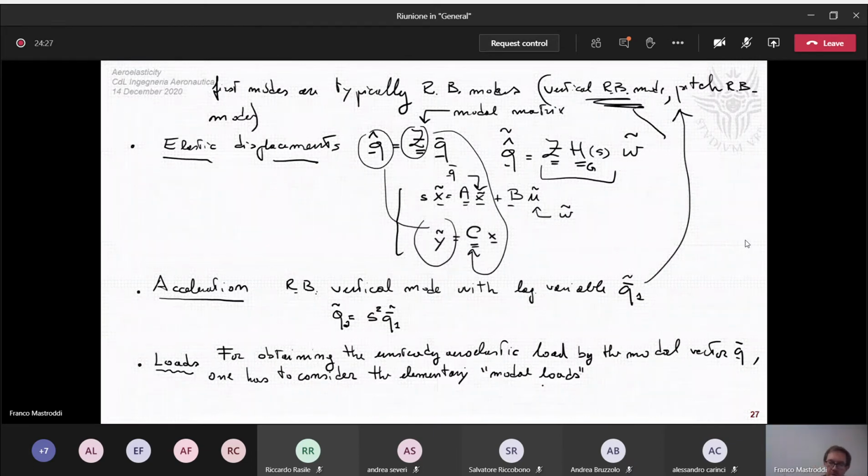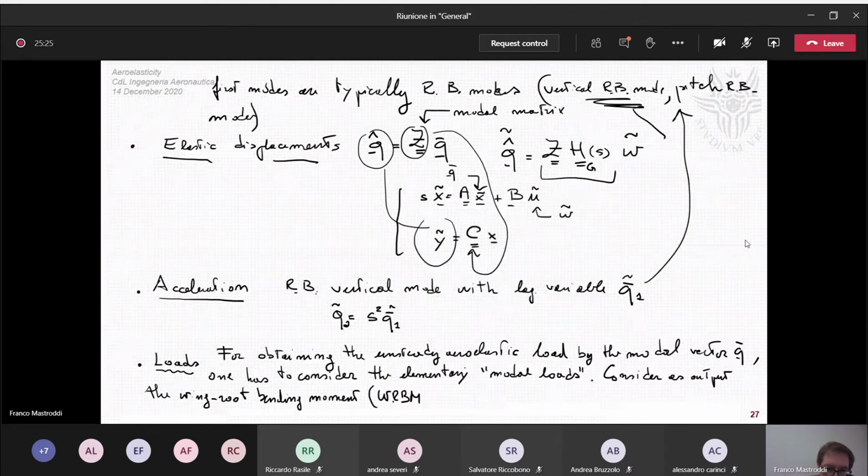What are the elementary modal loads? This is defined as the following. Suppose to concentrate your attention on a specific load, as, for example, the bending moment at the root spin. Consider as output the wing root bending moment. In Airbus, this quantity has an acronym, WRBM, wing root bending moment. And this is very important in aeronautics as a load parameter.